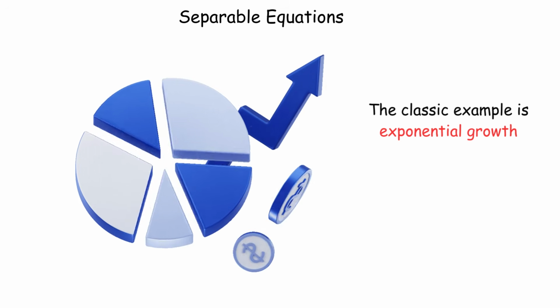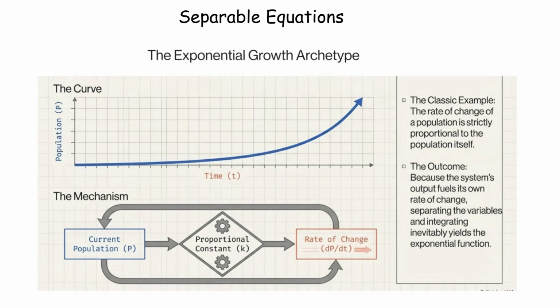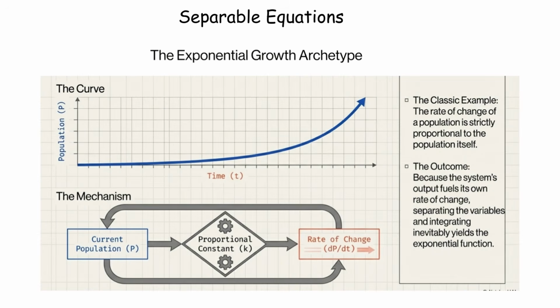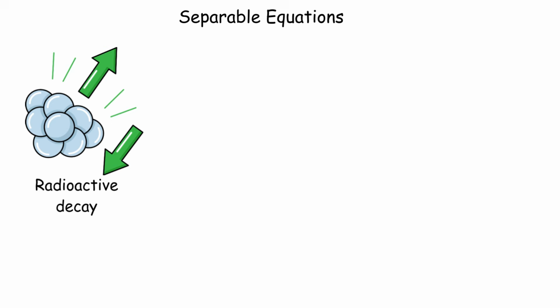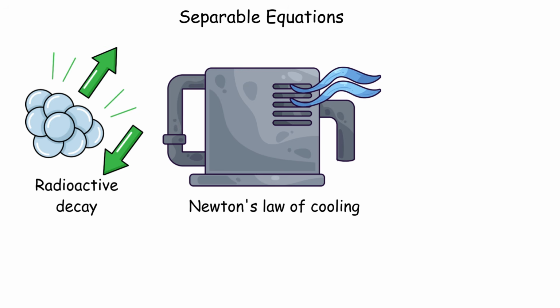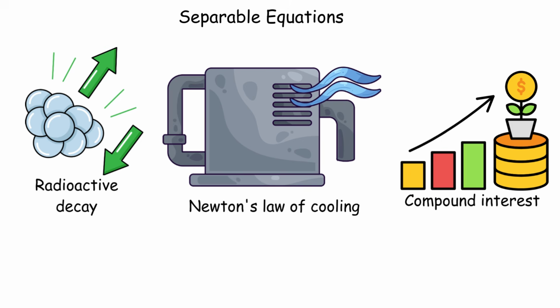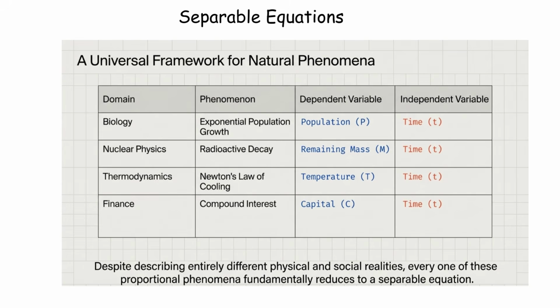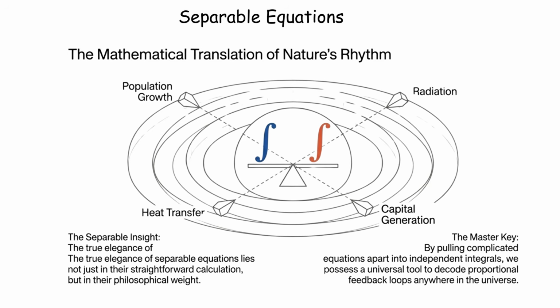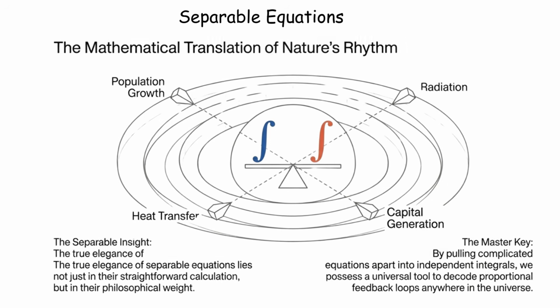The classic example is exponential growth. The rate of change of a population is proportional to the population itself. Separating variables and integrating gives the familiar exponential function. Radioactive decay, Newton's law of cooling, and compound interest all reduce to separable equations. The key insight is recognizing when a complicated-looking equation can be pulled apart into two independent integrals.